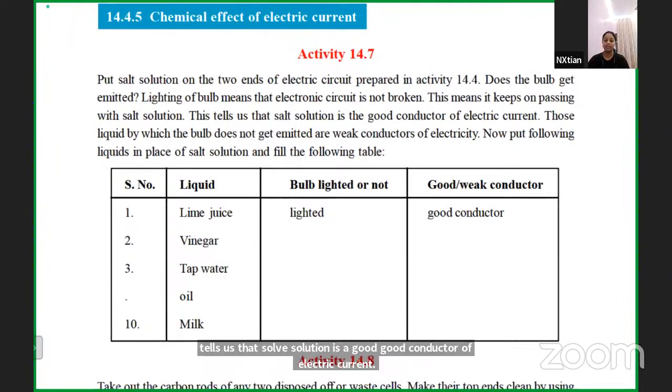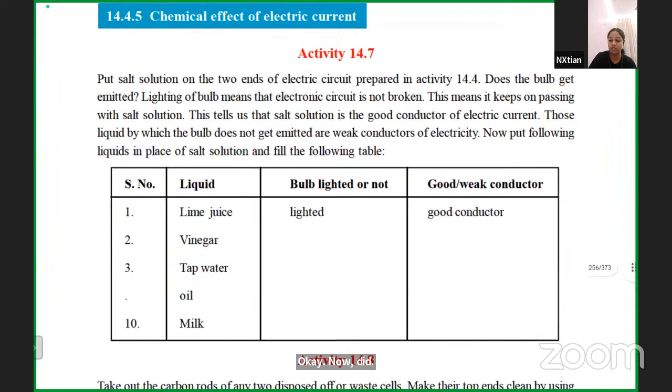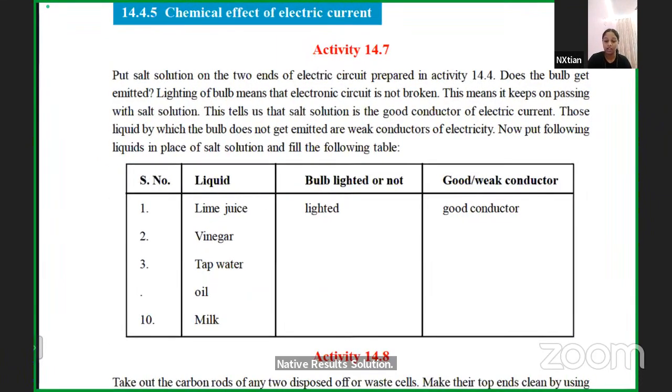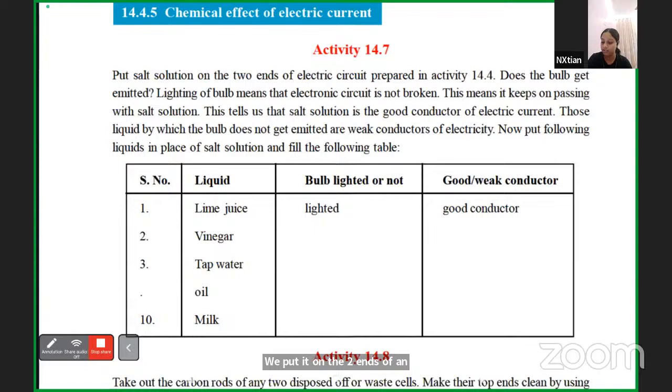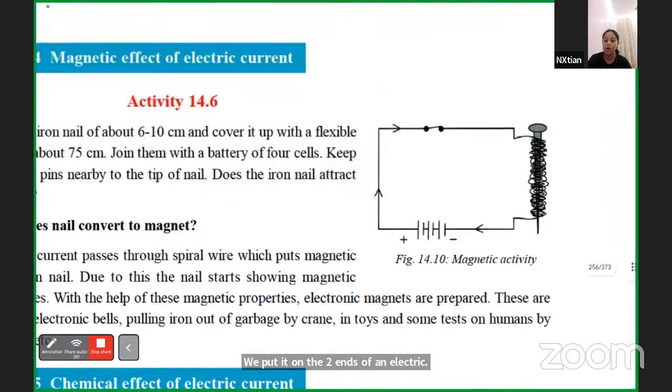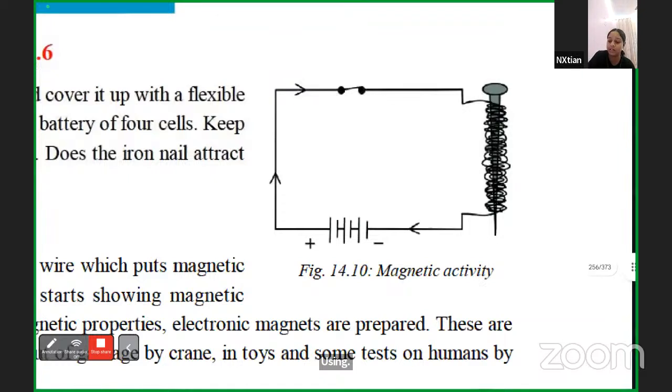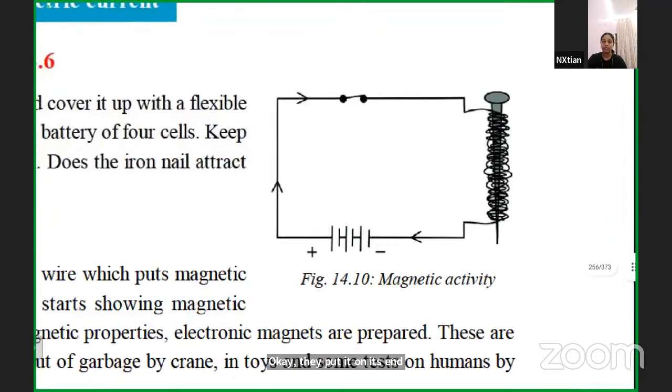Okay. Now what happens, guys? Chemical effect of electric current means what happens when we apply something of a chemical nature to the ends of the electric circuit, what will be its effect basically? So it's talking about that. They took a salt solution and then they put it on the two ends of an electric circuit. Here is an electric circuit. They put it on its ends.